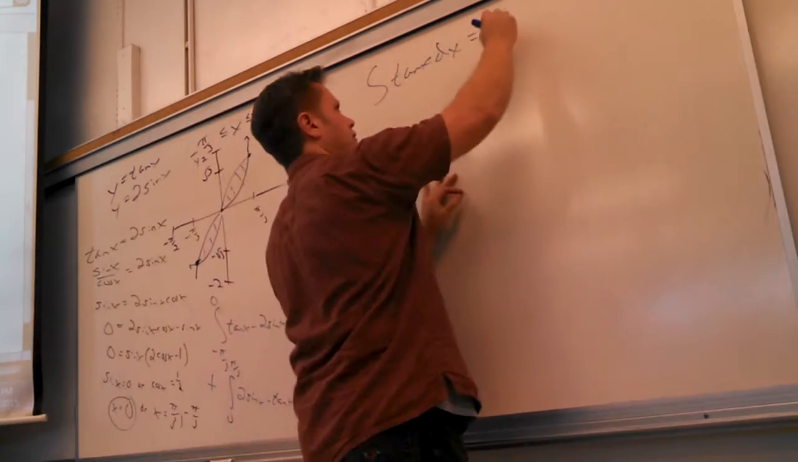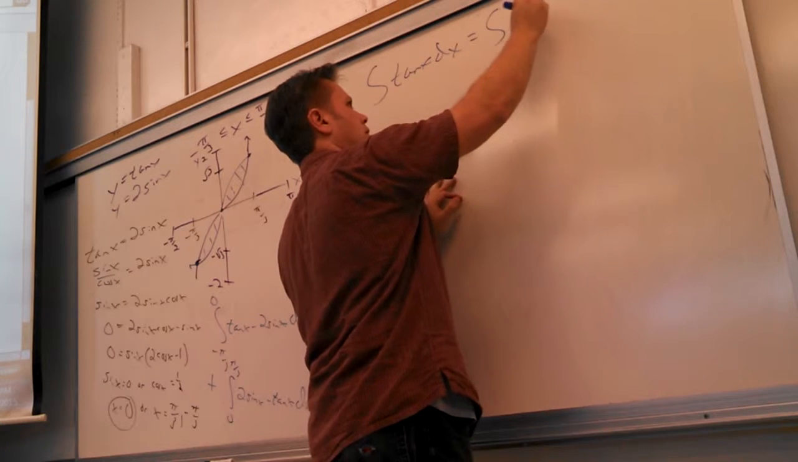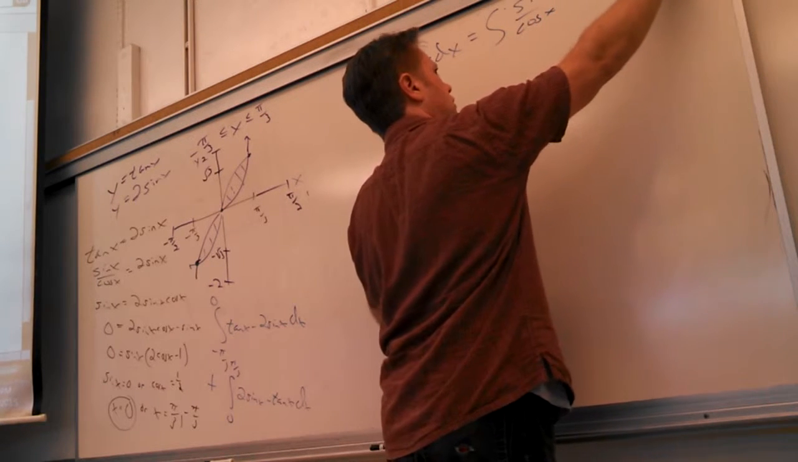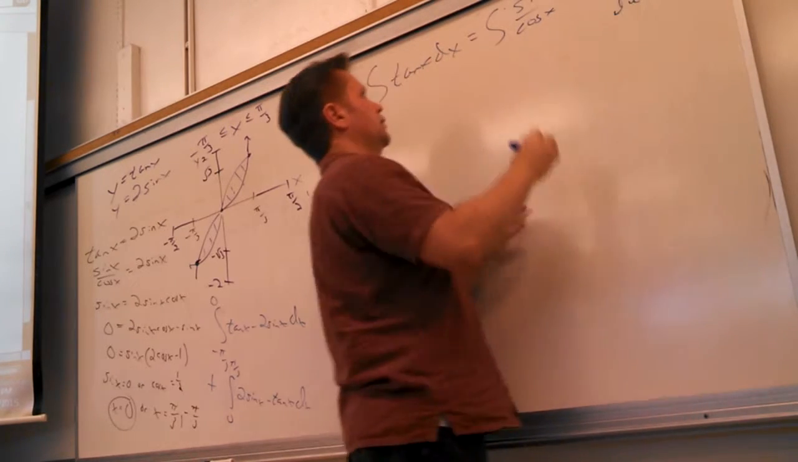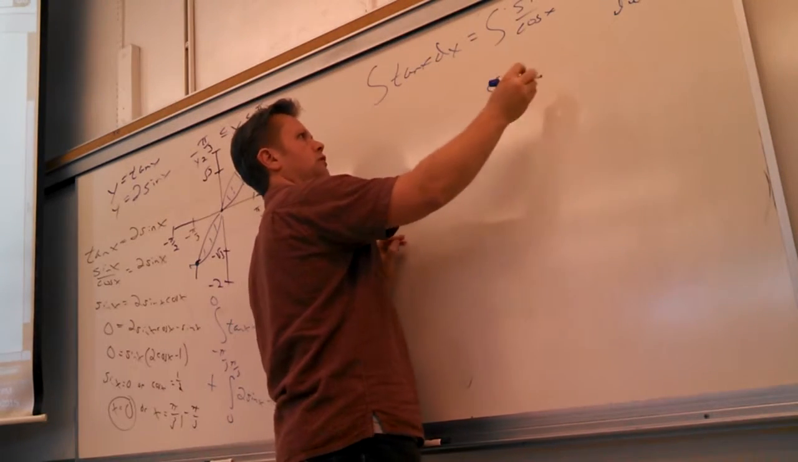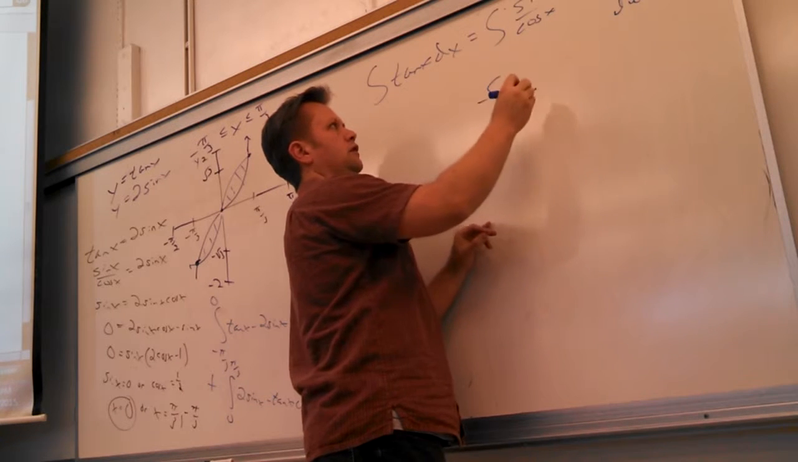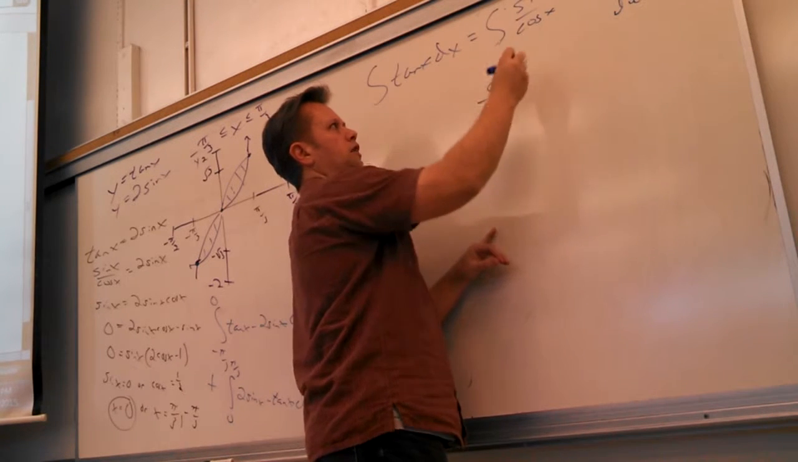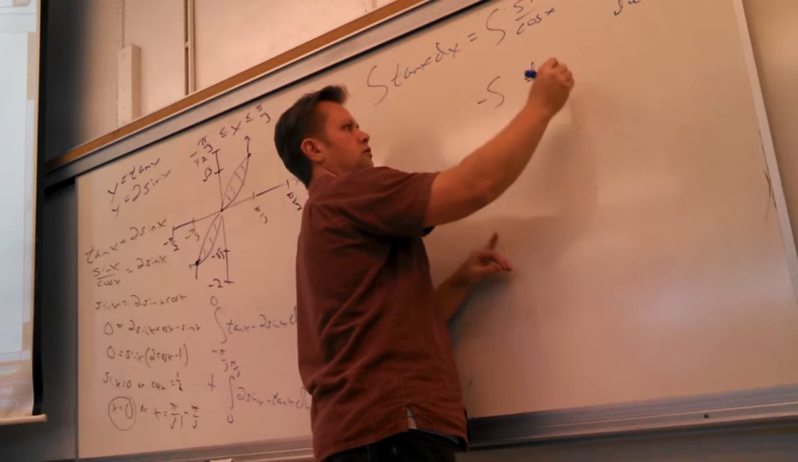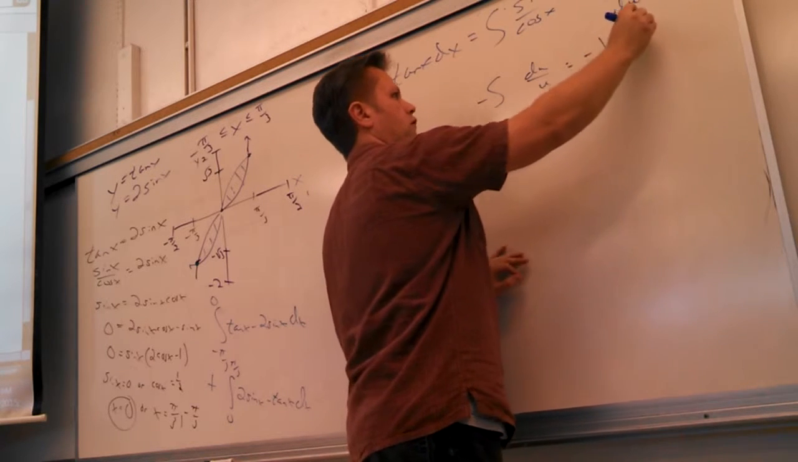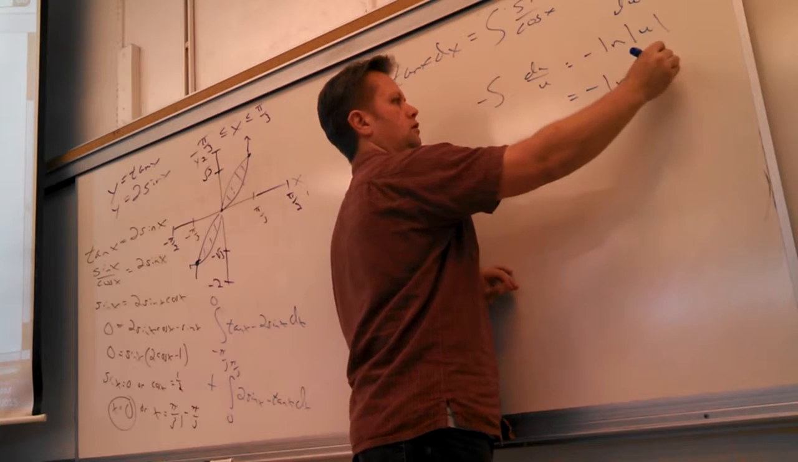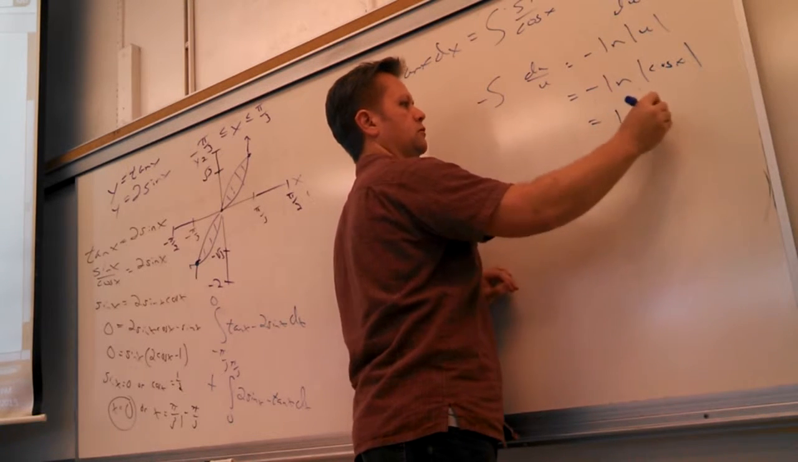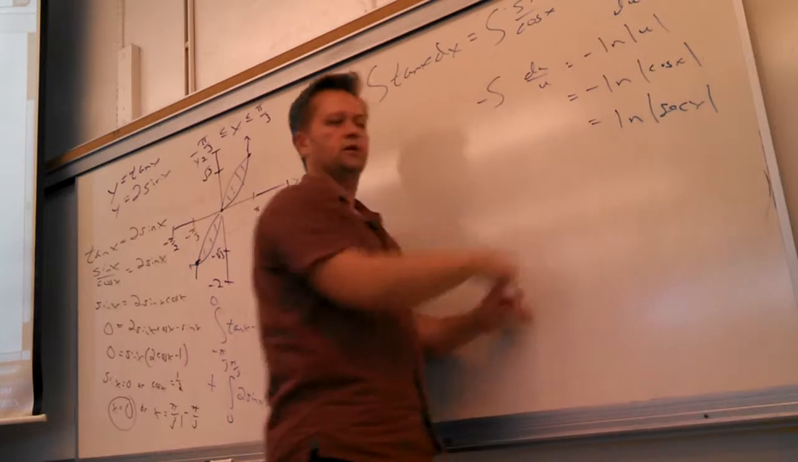Yeah, so remember we did sine over cosine. If u is cosine, du is negative sine. So this will be the negative integral of du over u, negative natural log of u. U was cosine. And I showed you that sometimes it's written as this. Are you guys cool with those being the same thing?